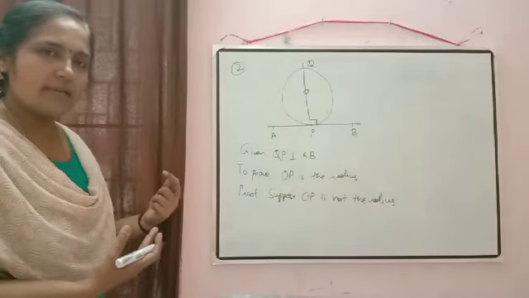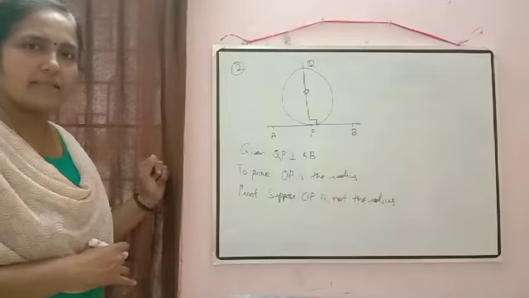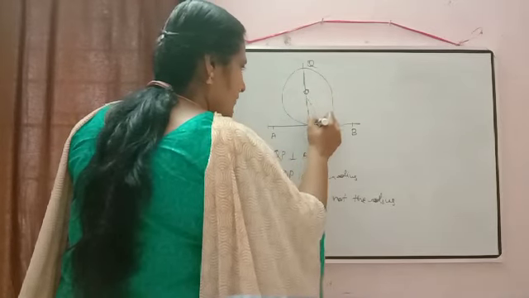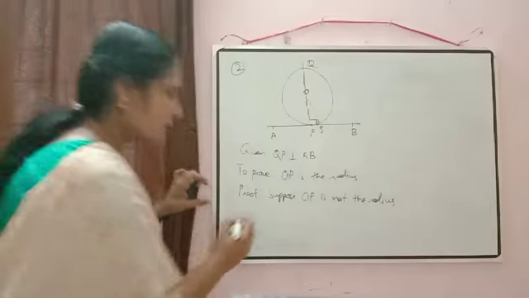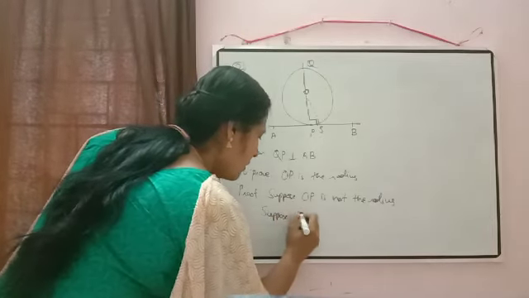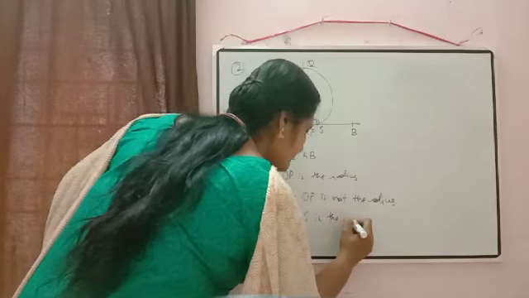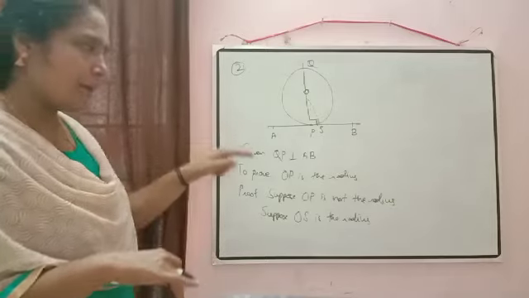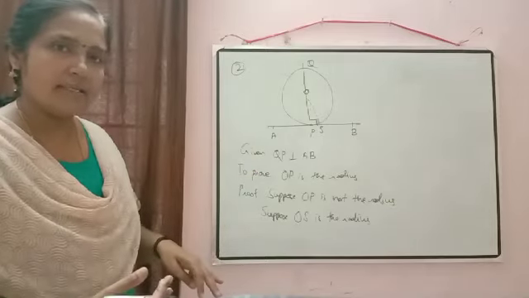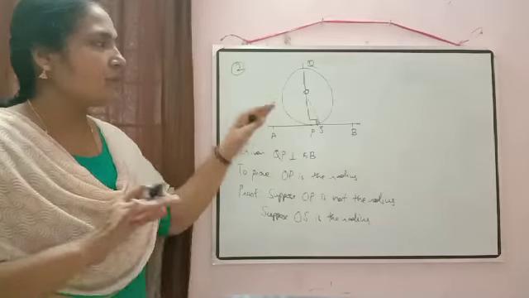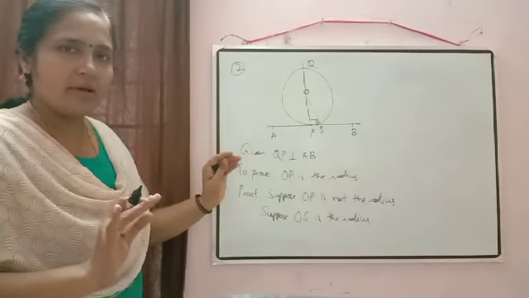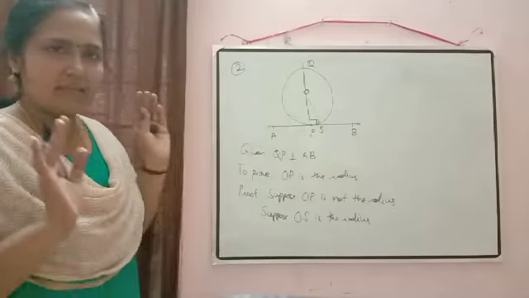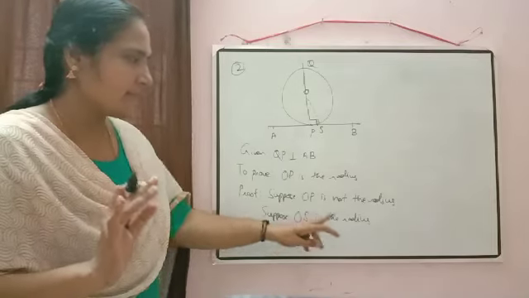So if OP is not the radius, then some other radius should be there for a circle. Okay. So we are considering that as OS. Suppose I have taken OS as the radius. So just write down there, suppose OS is the radius. We have assumed OS as the radius, taking the contradiction of OP being the radius.